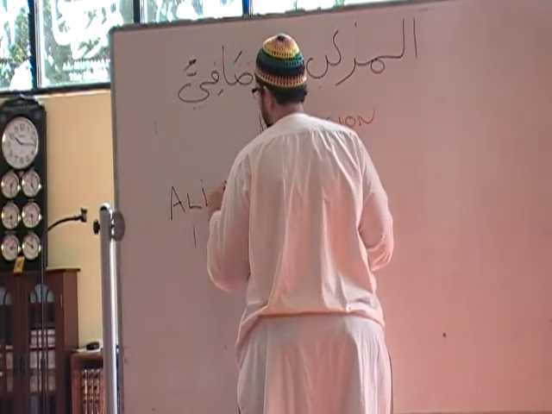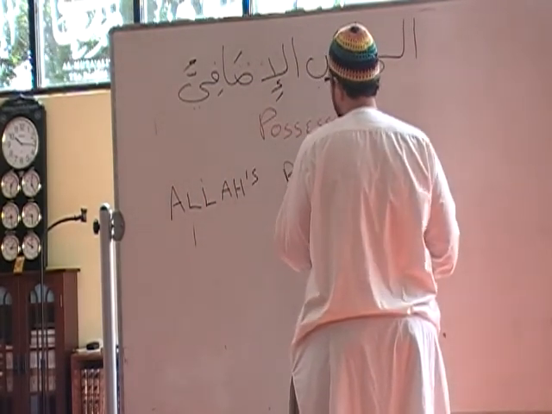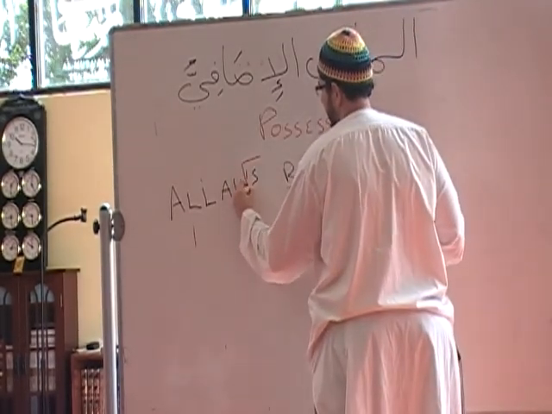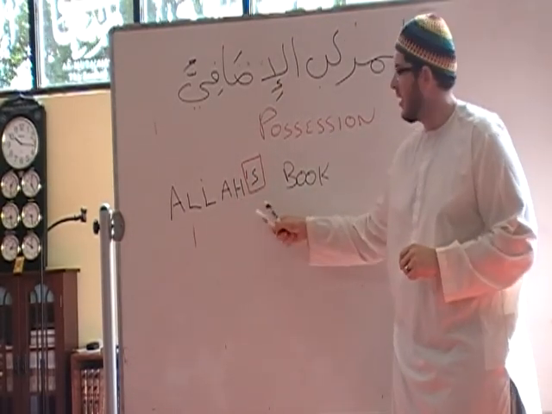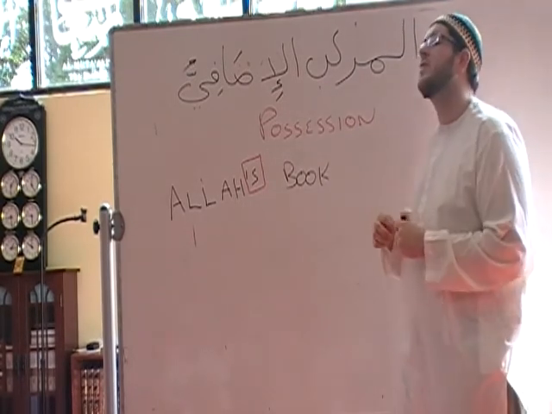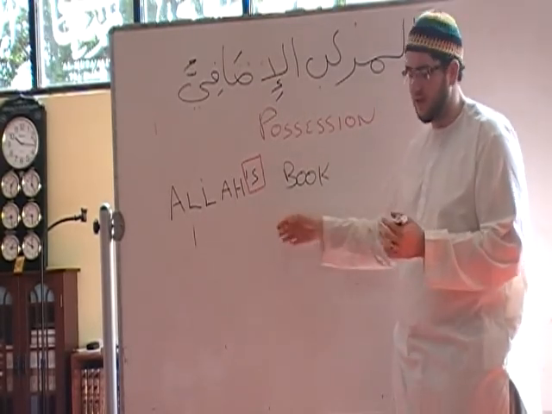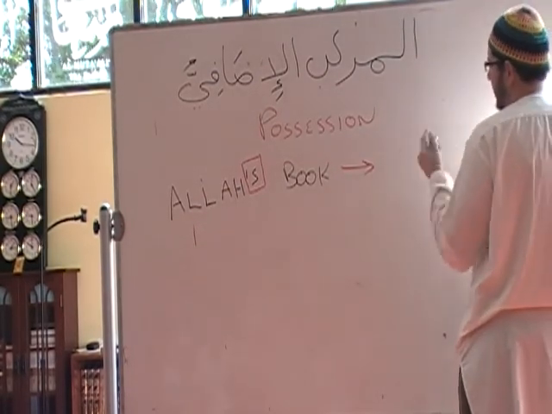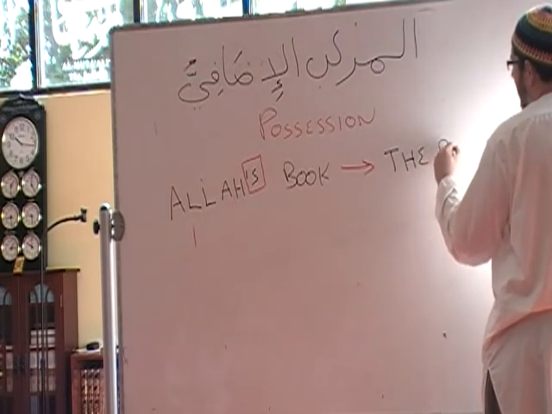Allah's book. The way you show possession in English is that you put an apostrophe S, right? The apostrophe S indicates that Allah is the possessor, and book is the thing that's being possessed. For purposes of Arabic, it's better for us to do the other form of this, as I've said. The other way you can say this is the book of Allah. And the reason why this is better is because this will fit the order that you find in Arabic, the book of Allah.